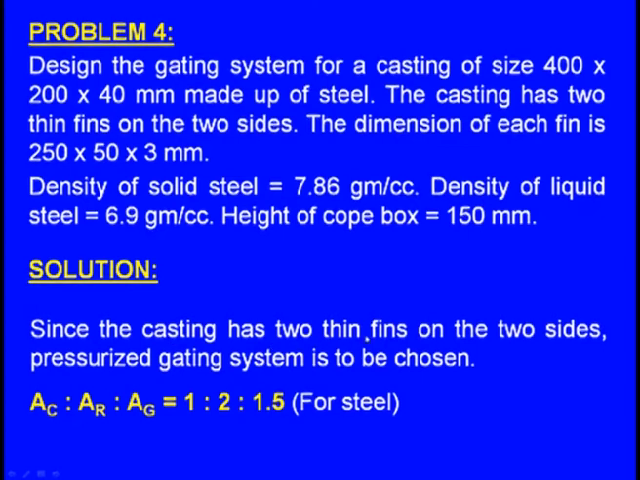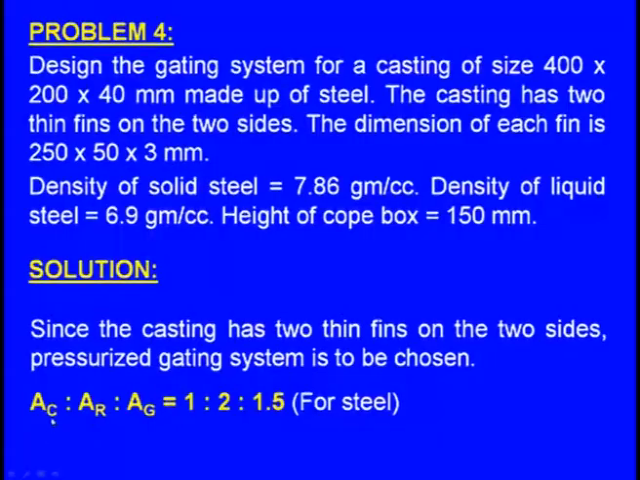Since the casting has got two fins on the two sides, if we want the molten metal to successfully fill those thin sections, we must adopt the pressurized gating system. So, in the pressurized gating system, AC is to AR is to AG is equal to 1:2:1.5 when the material of the casting is steel.